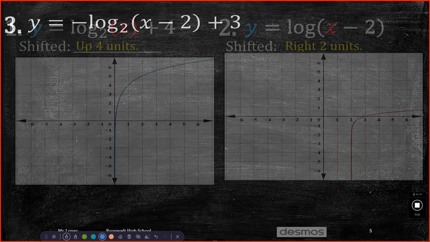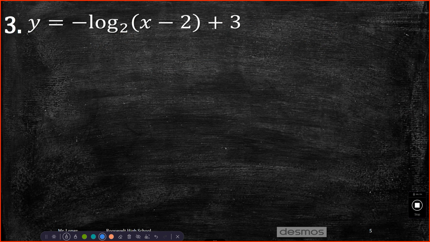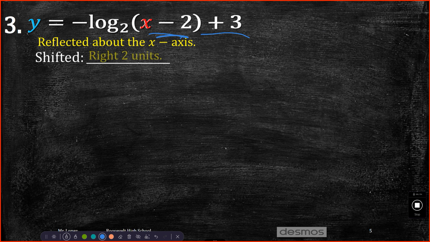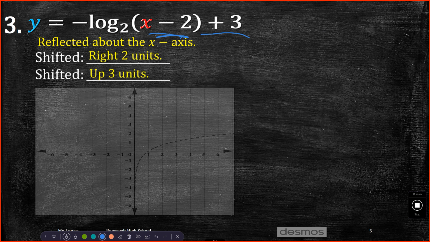Moving on. Continue on. This is log base 2. It has 3 transformations. Whenever you have a negative in the front, it's going to be reflected about the x-axis, shifted to the right 2, and shifted up 3. So when you graph it, it's reflected about the x-axis, shifted right 2, up 3.